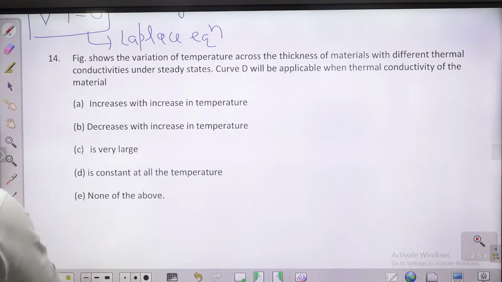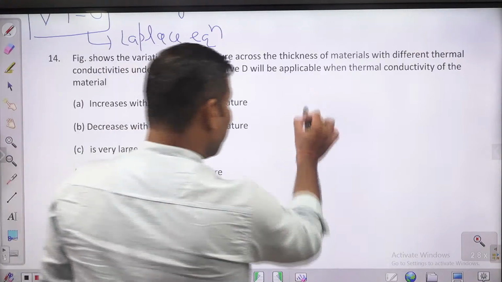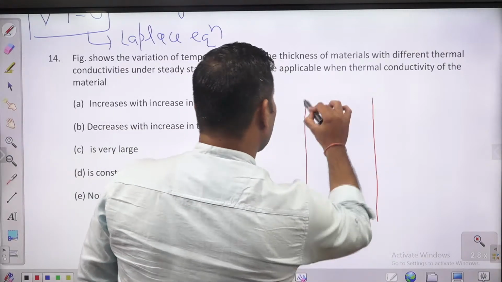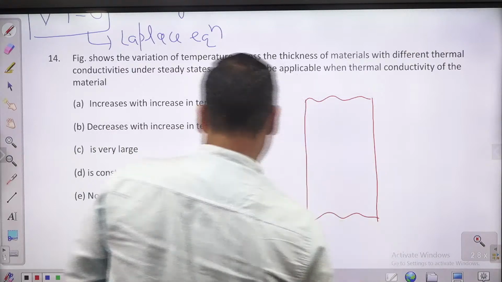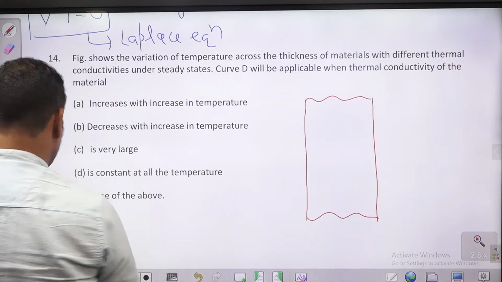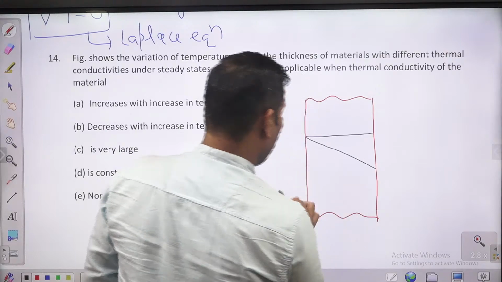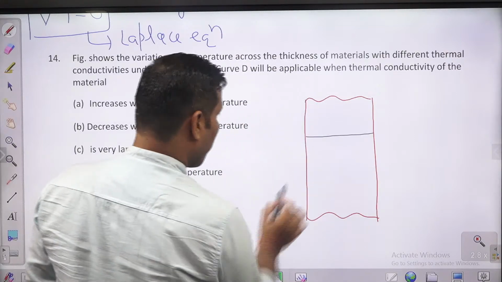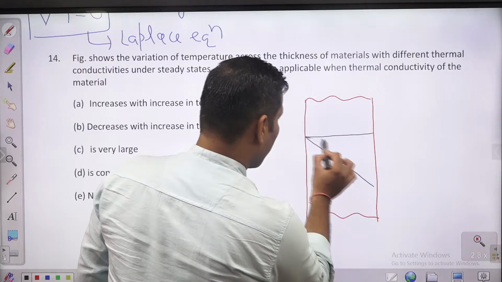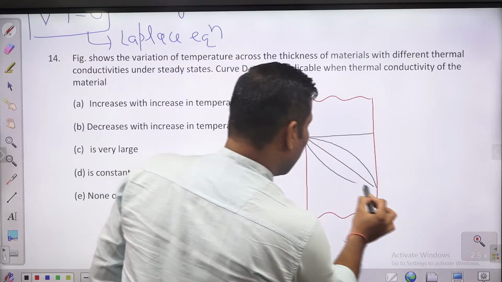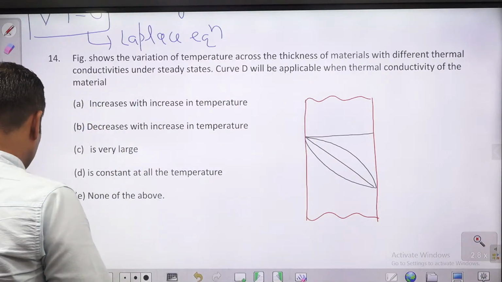Figure shows, there is no figure given, guys, so I am drawing it here. I am drawing it for you. You need to answer. This becomes a very important question. You have to answer. So I am giving you different curves, something like this. Okay. These are the different curves given.